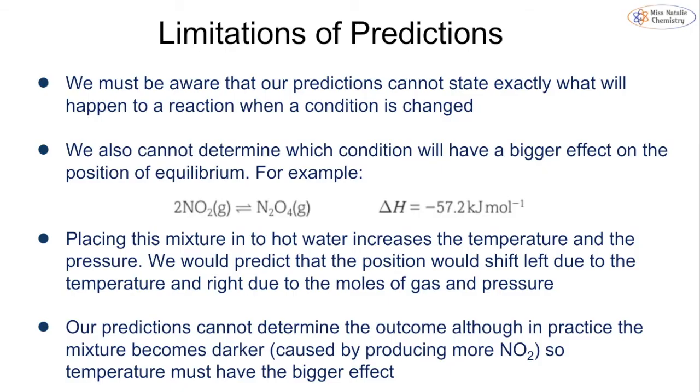So if we look at the example here, we've got 2 moles of nitrogen dioxide reacting to make 1 mole of dinitrogen tetroxide. And the forward reaction is going to be exothermic. I've got 2 moles of gas on the left-hand side and 1 mole of gas on the right-hand side. So we know here that I could be changing my position of equilibrium right away, either by the pressure or by the temperature. So if we were to place this mixture into hot water, what we see is not only an increase in temperature, but we're also going to see an increase in pressure.